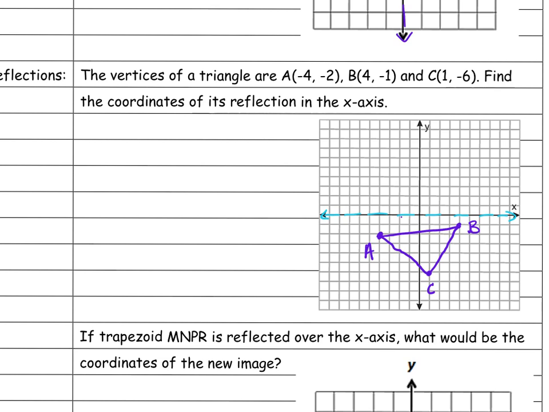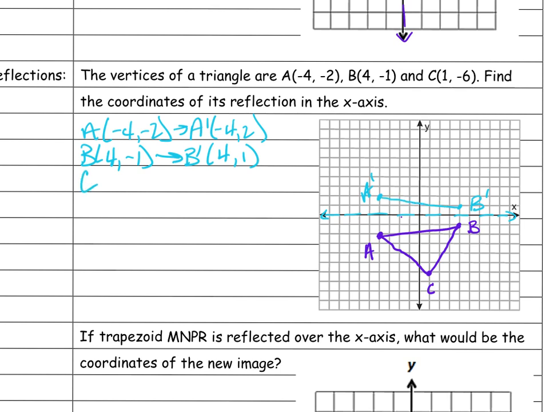So I've got A is -4, -2, and it's going to become A prime, which is a mirror over the x-axis, so it's 2 away, so it's going to become 2 away. So here is A prime, and that is at -4, 2. Beautiful. And point B is located at 4, -1, and it's going to go to B prime, which is 1 away from my mirror, so 1 away here. So this is B prime. So that's going to be 4, +1. And I'm just going to go ahead and connect that.